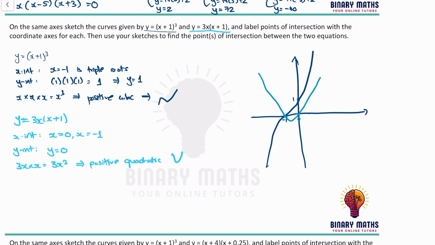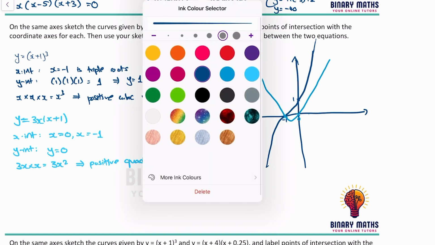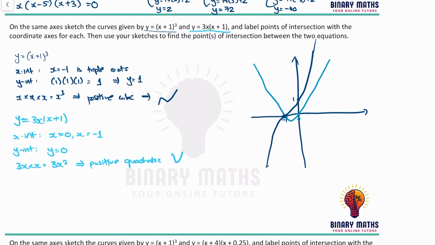Now what we notice is because the quadratic graph increases at a slower rate than the cubic graph, it won't intersect on the right hand side. So the cubic will always be above the quadratic. So there seems to be only one point of intersection, which is -1, 0. So let's solve it algebraically and see if we do get that solution as well.